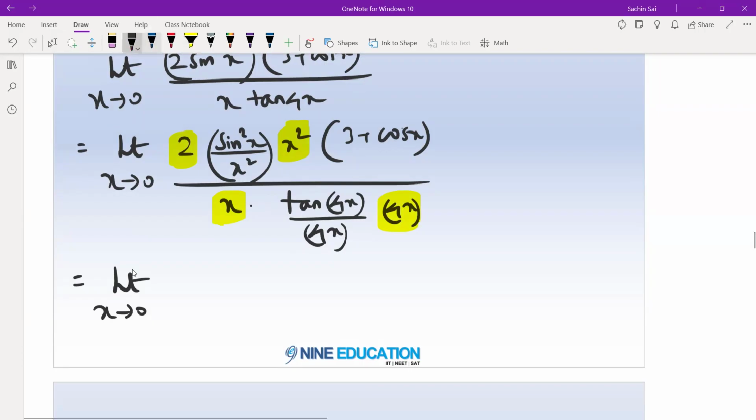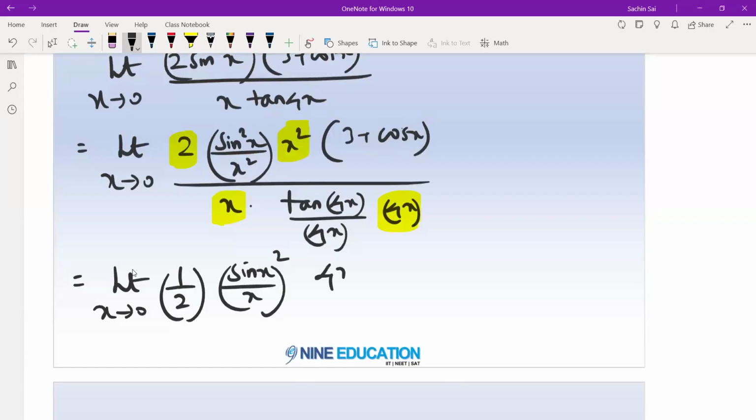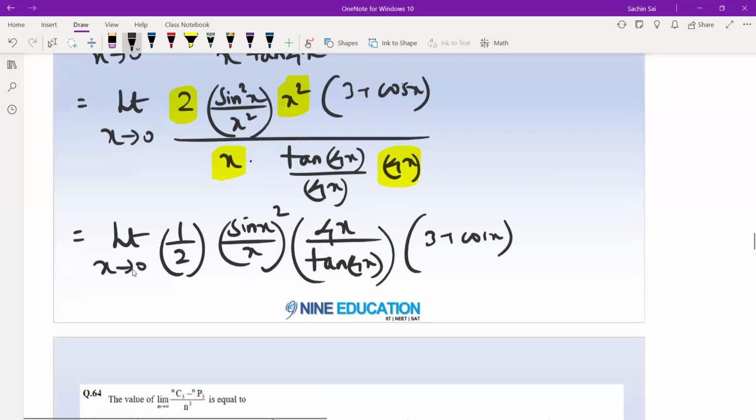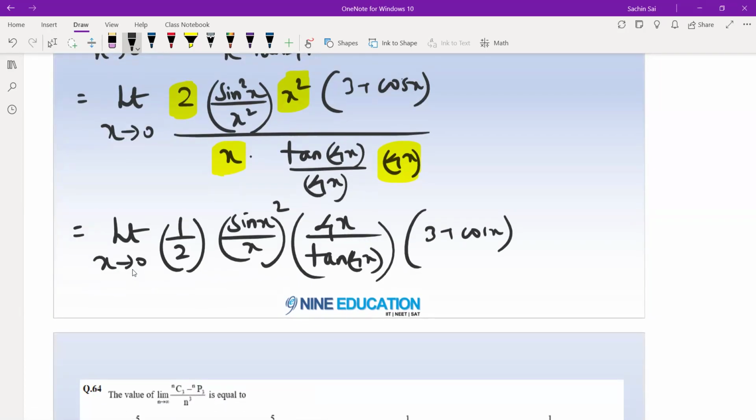I can simplify this and write it as 1 by 2. Then I have sin x by x whole square. I also have 4x by tan 4x. And I have 3 plus cos x. So what I've done here is I've rewritten the limit as the product of 4 terms, right? So the first term is a constant. As x tends to 0, the second term tends to 1. The third term also tends to 1. And the fourth term tends to 4. Right? So what is the final answer? The final answer is 2.